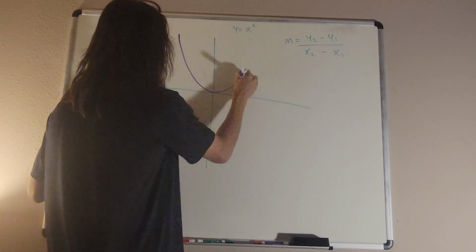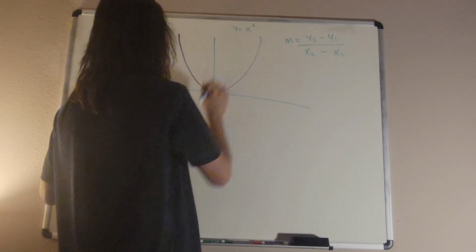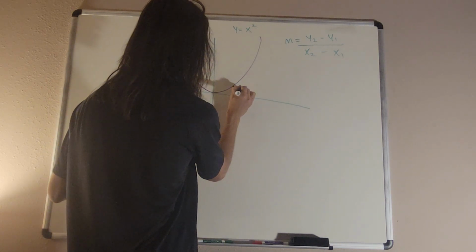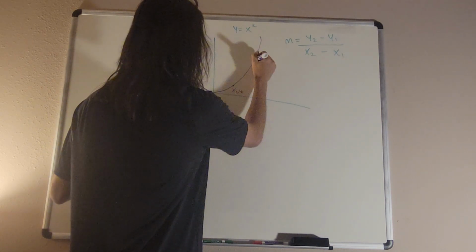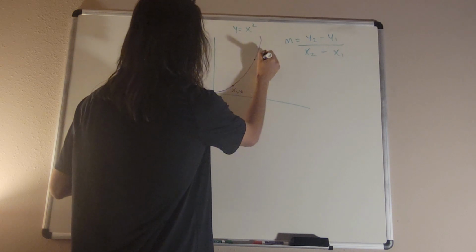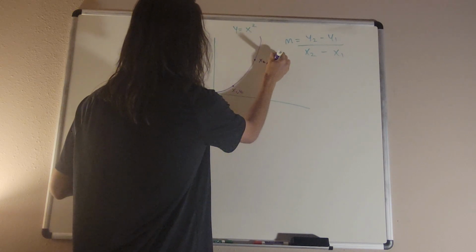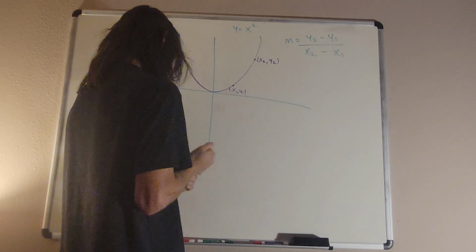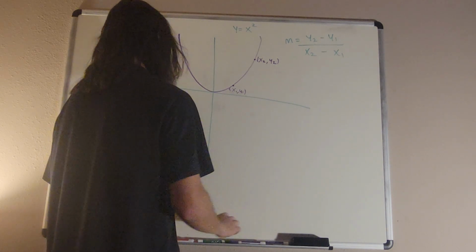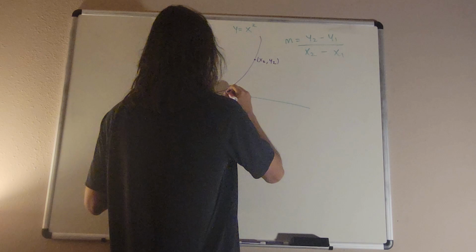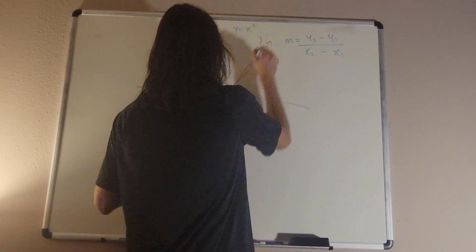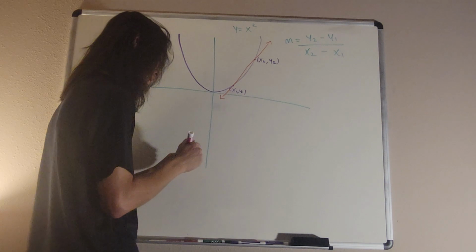Redraw our parabola. Ooh, that's a good looking parabola. Okay. Here's our point here, x sub 1, y sub 1. And here's our point here, x sub 2, y sub 2. So, and I'm going to draw our secant line. Draw it in red. Alright, so that's our secant line.